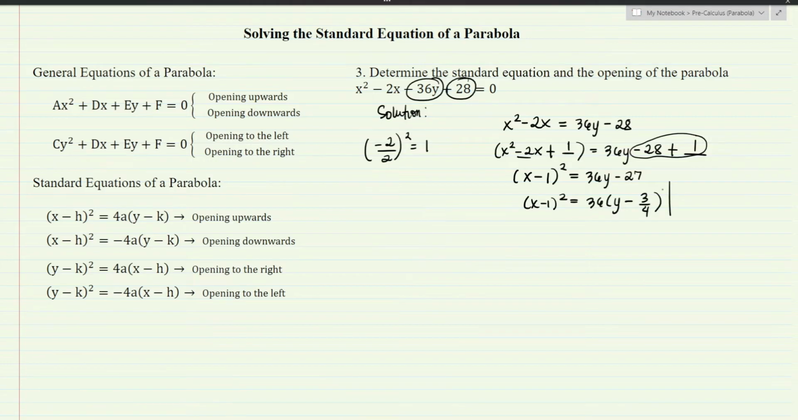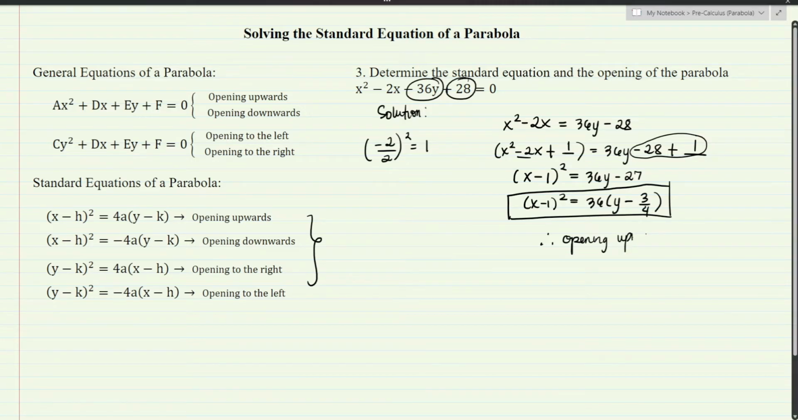So this is now our standard equation. So by comparing this answer with these equations here, the opening of this parabola is upwards. So this parabola is opening upwards. Now, let's proceed to the last problem.